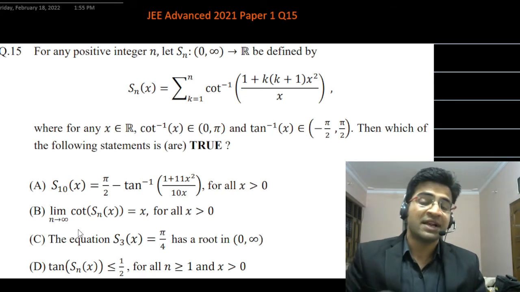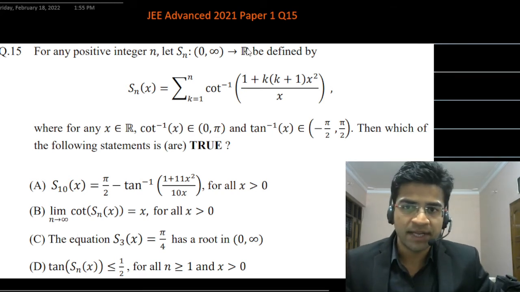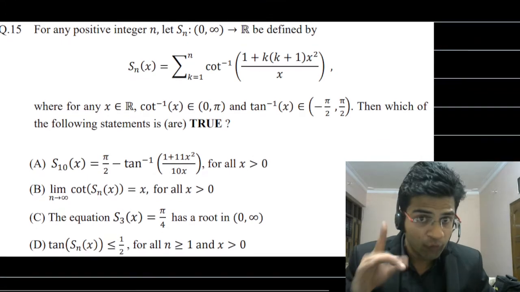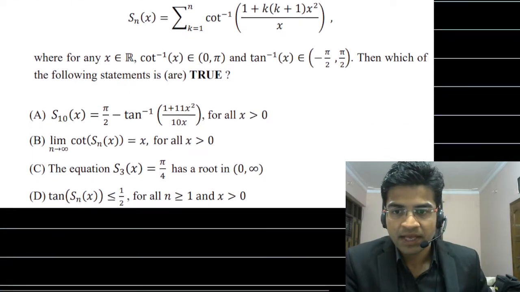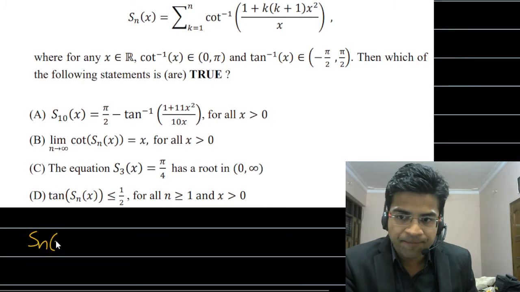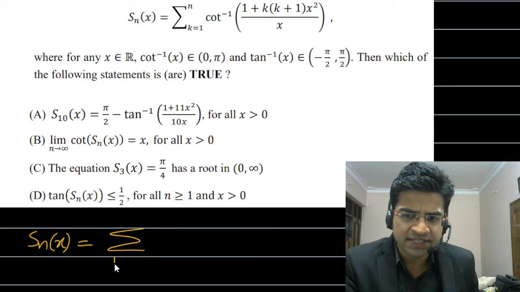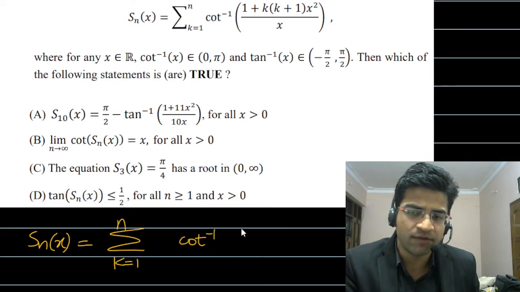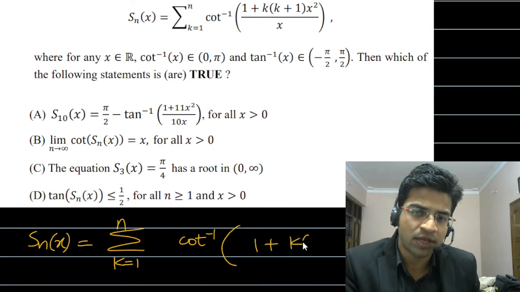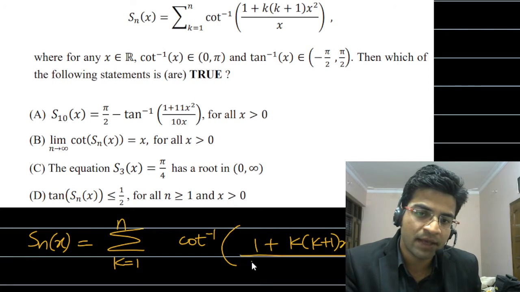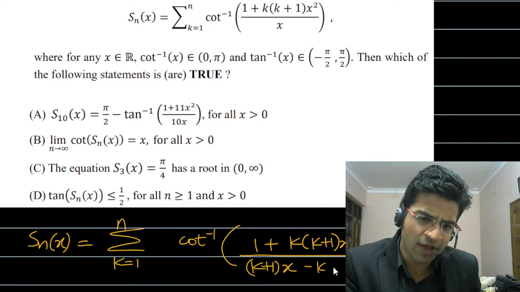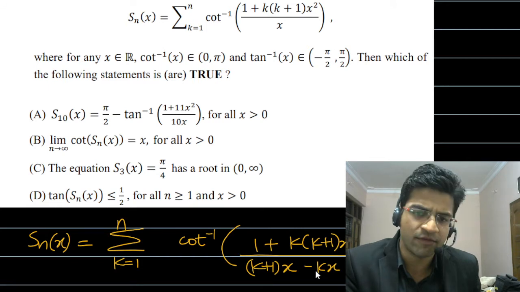But first of all, let us simplify S_n. It's not a big deal. S_n(x) is equal to sigma. We will deal with this sigma afterwards. First we will see the expression itself. Cot inverse, what we have inside the cot inverse: 1 plus k(k+1)x square, and in the denominator we will write (k+1)x minus kx, and I hope it is clear to everyone. kx will get eliminated.